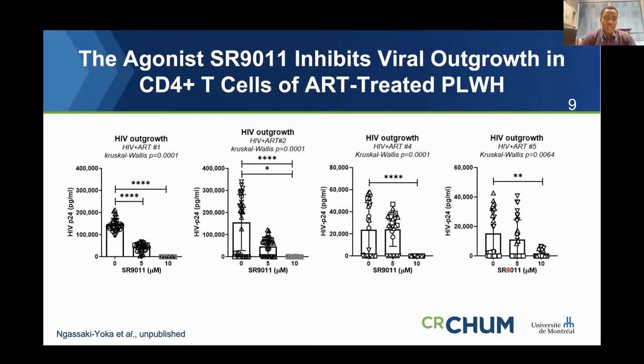We further assessed the effect of this agonist on viral outgrowth. A simplified viral outgrowth assay was performed with CD4 T cells of ART-treated people living with HIV stimulated by TCR. Results generated with cells from four different donors demonstrate an inhibition, as you can see, of viral outgrowth in the presence of this agonist in a dose-dependent manner.